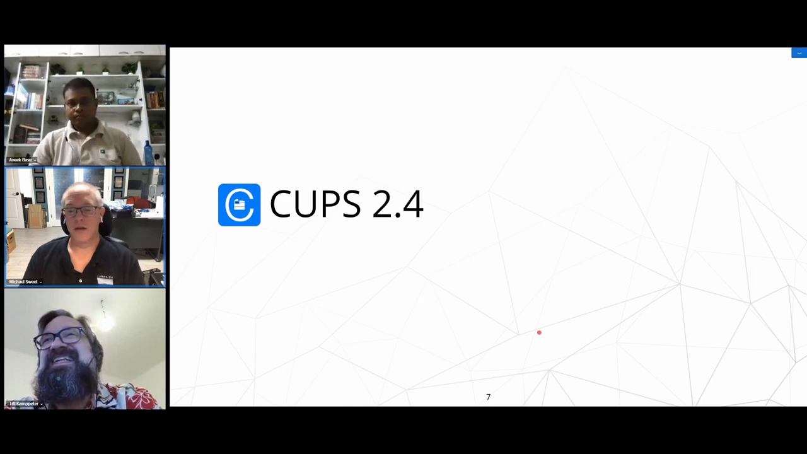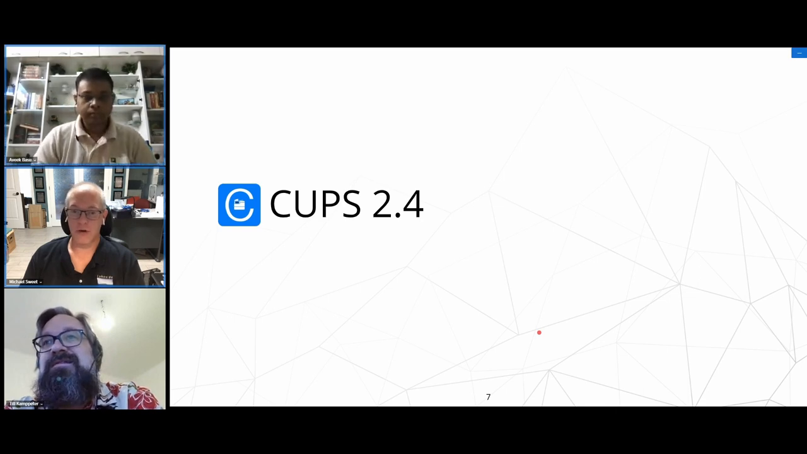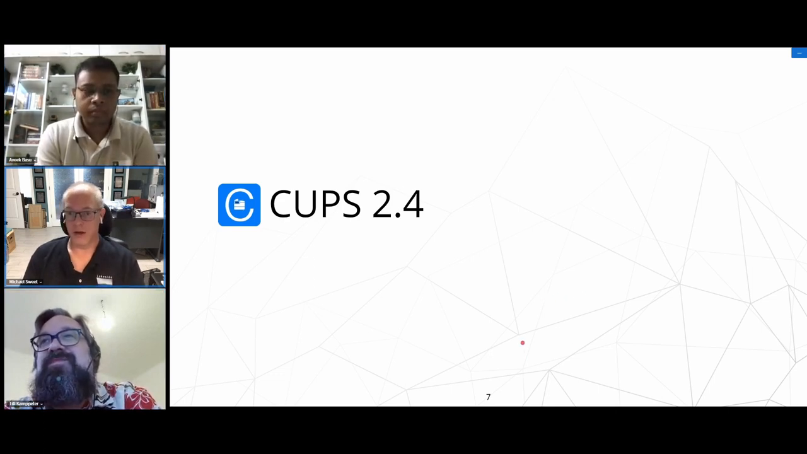I'd also, and we'll do this offline, Till, but I do want to get some of the mailing lists and administrative addresses set up through the Linux Foundation. Right now for CUPS, security bugs are directed to my security at msweet.org. And I'd like that to be security at Linux Foundation or something like that, or an OpenPrinting email address. Then we can manage those things collectively.